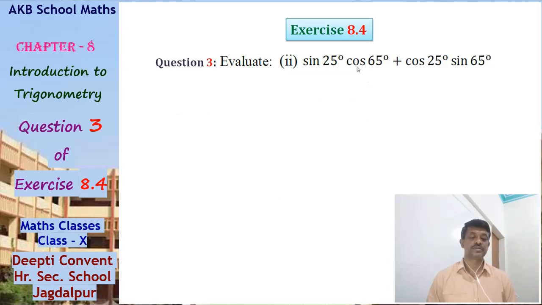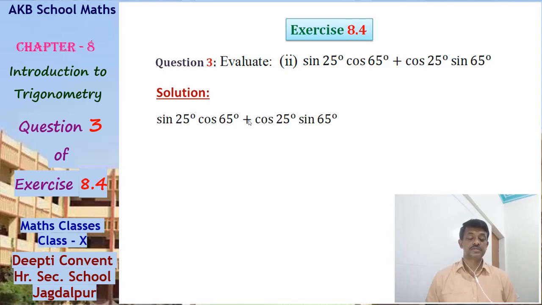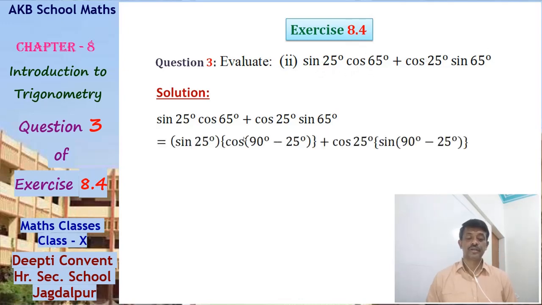Now take the second question: sin 25 into cos 65 plus cos 25 into sin 65. Let us solve. These are 25 and 65. You know what? These are also complementary angles. So we can convert cos 65 as cos of 90 minus 25. Similarly, sin 65 as sin of 90 minus 25. Now cos of 90 minus 25 equals sin 25. Sin of 90 minus 25 equals cos 25.